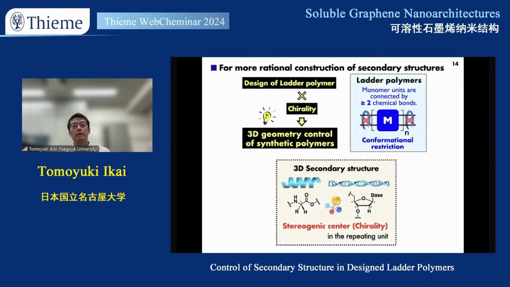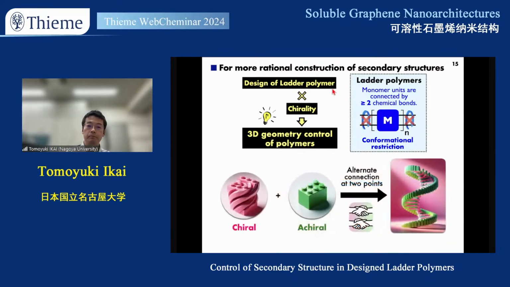Combining this insight, we recently came up with the idea of realizing 3D geometry control of synthetic polymers by incorporating chirality into the design of the polymer. This is the same logic as connecting chiral and achiral Lego blocks at 2 points alternatively: it will always form a specific structure.